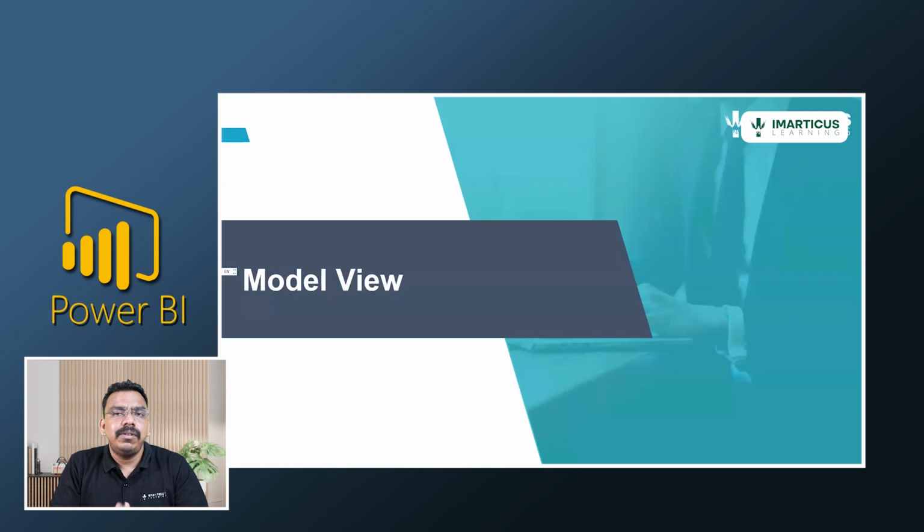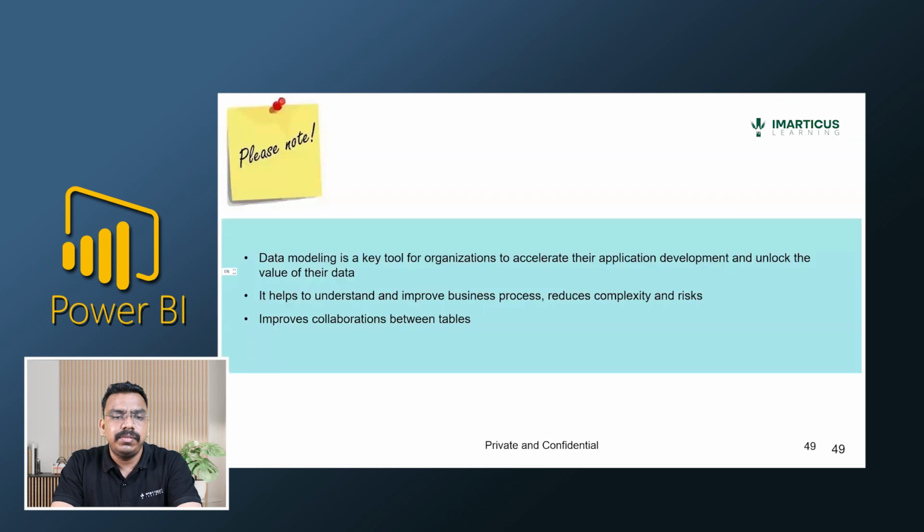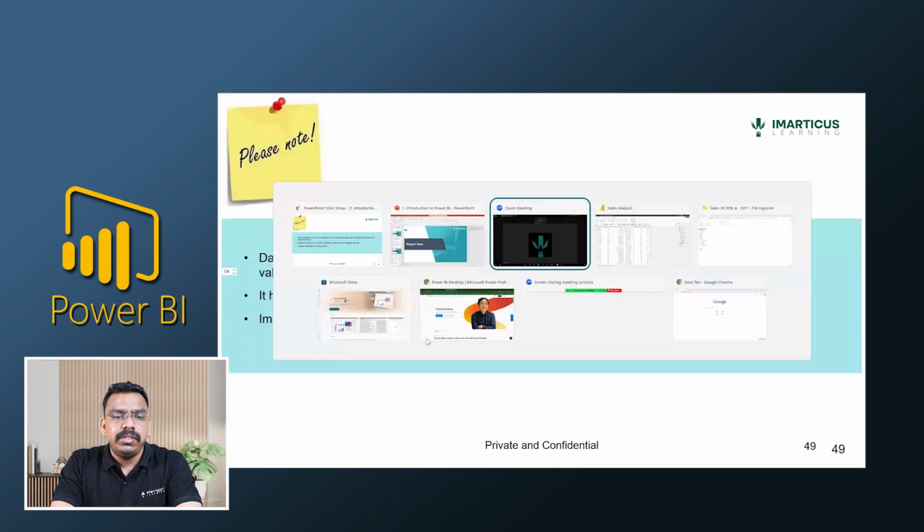Now we'll talk about model view. Model view shows all the tables, columns and the relationship between the tables. This view can be easily helpful when the model has complex relationships between the tables. Select the model icon near the side window to see the view or the existing view that has already been created.